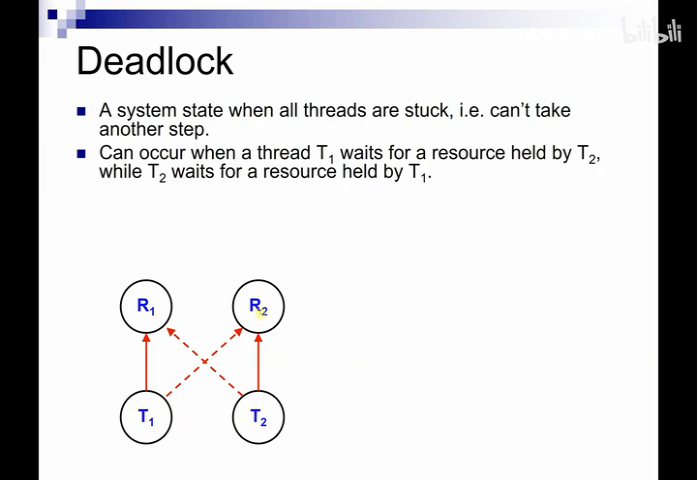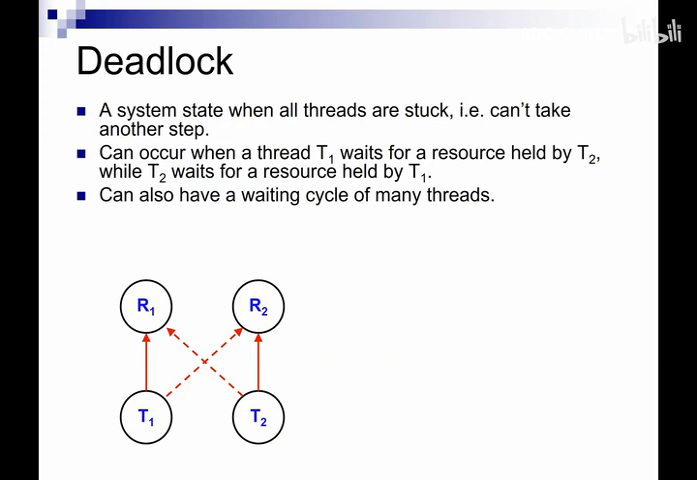Likewise, T2, after it gets R2, also wants to get R1. But T2 can never lock R1 because T1 has already locked R1. So therefore, T2 is also going to block. It's also going to wait. So now you see that both T1 and T2 are going to end up waiting forever, because both of them have one of the resources that they need, but they can't get the other one. They need to keep waiting for the other one, but the other resource never becomes available.